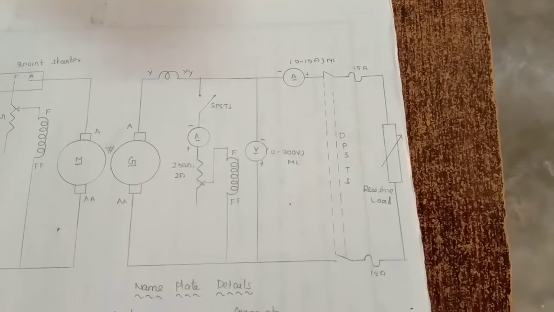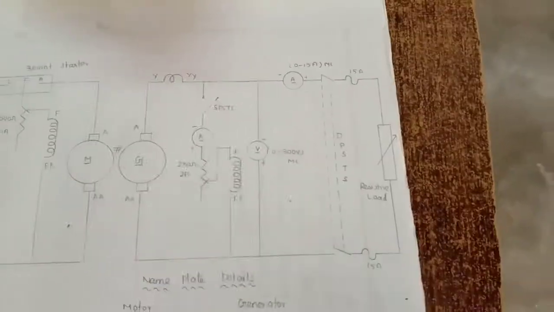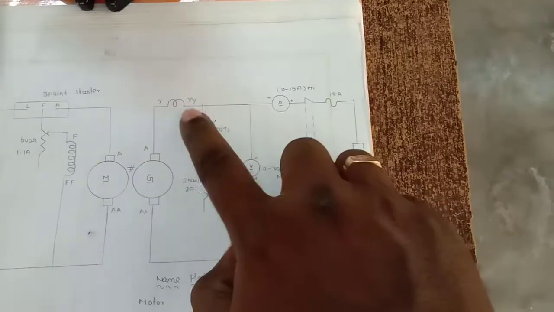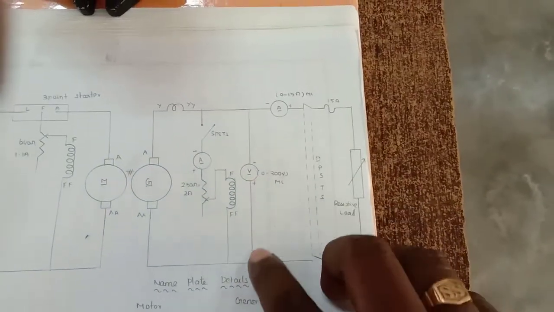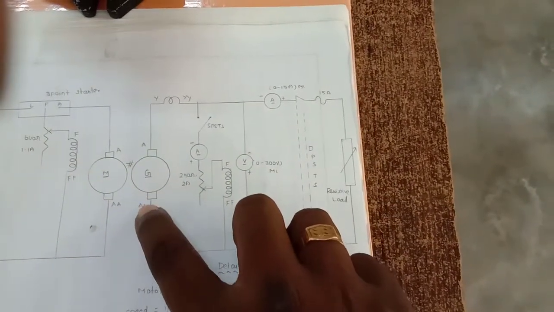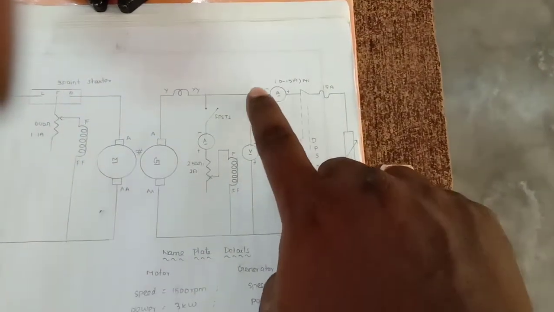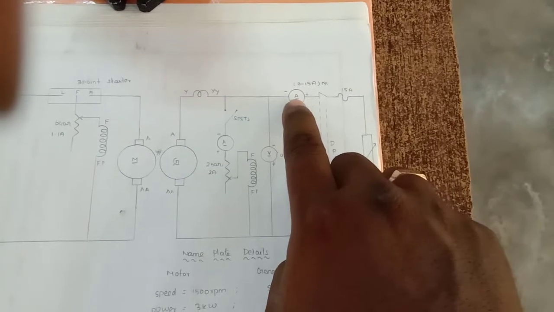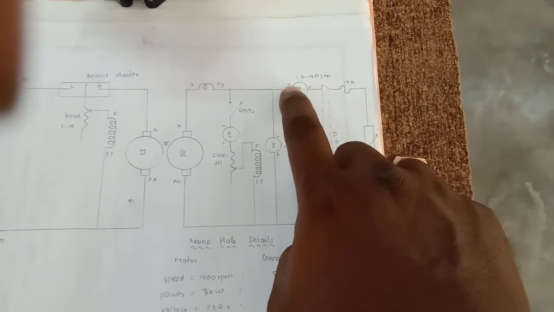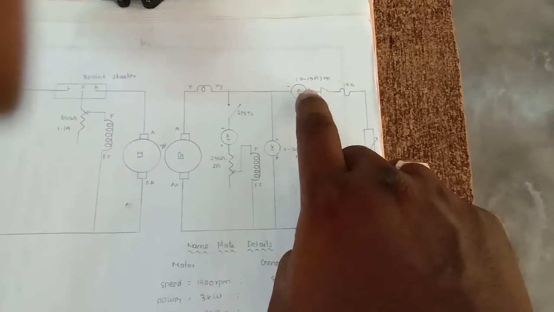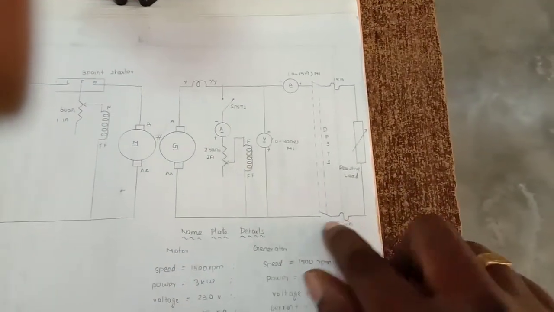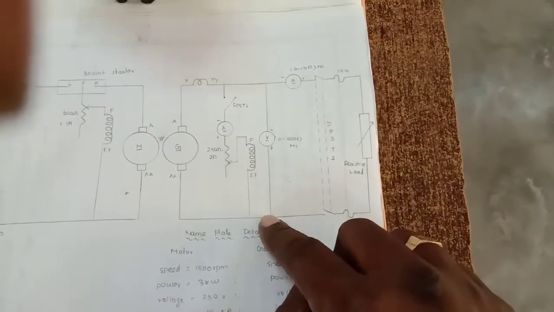Now the voltmeter is connected across: the negative terminal of the voltmeter is connected to YY, and the positive terminal is connected to the AA terminal, that is the armature terminal. Then from the negative terminal of the voltmeter it is connected to the 15 amps meter, the minus terminal, and from the plus terminal of the ammeter it is connected to the load, and the other terminal of the load is connected to the positive of the voltmeter.